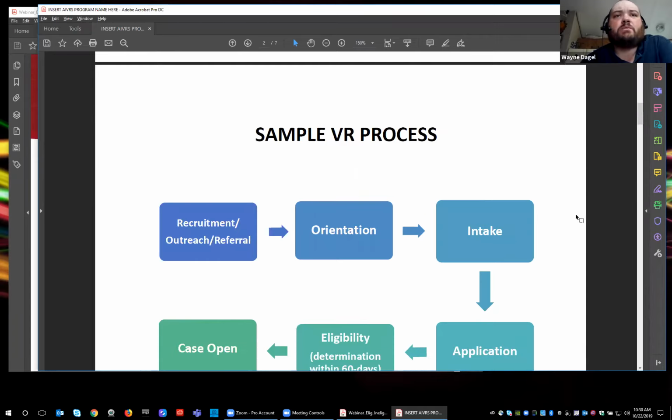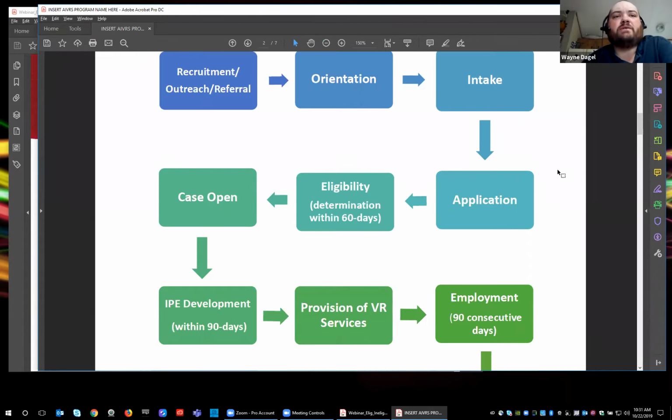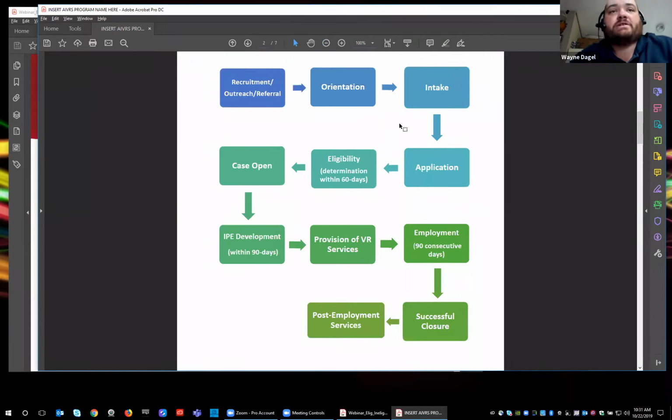So here's the sample VR process. We have recruitment, outreach, referral, orientation, intake, application, eligibility, cases open, IPE development, provision of services, employment, and then case closure, and then post-employment services. Okay. So what this tool focuses on right now is really the application to eligibility to the opening of the case. That's what the certificate of eligibility does, is it opens up the active cases. Next page, John.